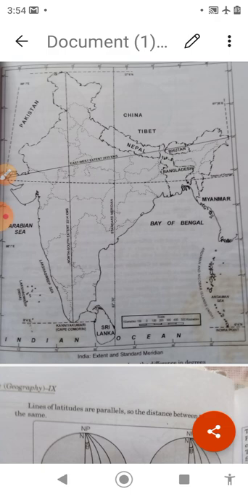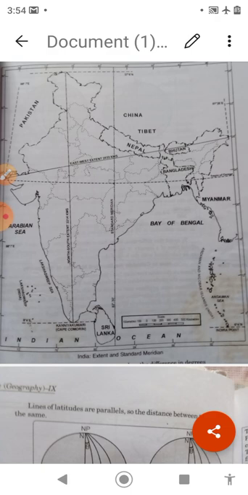Then another question we will be getting: which states of India have common frontiers with Bangladesh? Mizoram, Tripura, Assam, Meghalaya and West Bengal. These are the states which share common frontiers with Bangladesh. With the help of the map you can very easily understand, so please take help of the map.